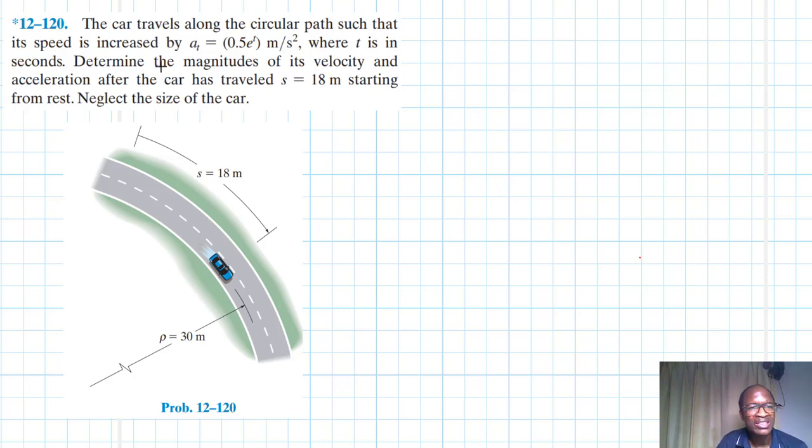The problem reads: the car travels along a circular path such that its speed is increased by at equal to 0.5 e to the power t in meters per second squared, where t is in seconds. Determine the magnitudes of its velocity and acceleration after the car has traveled s equal to 18 meters starting from rest. Neglect the size of the car. This problem is coming from Engineering Mechanics: Dynamics, 14th edition by R.C.